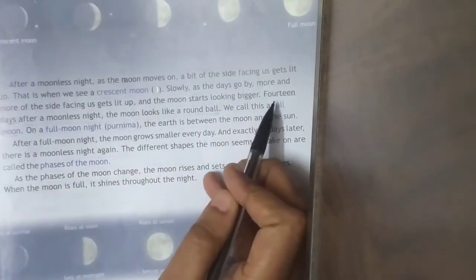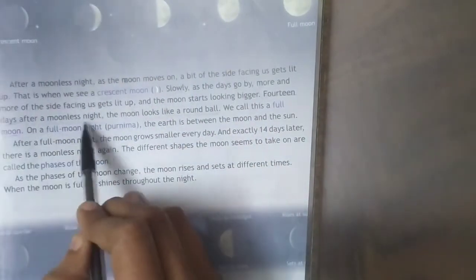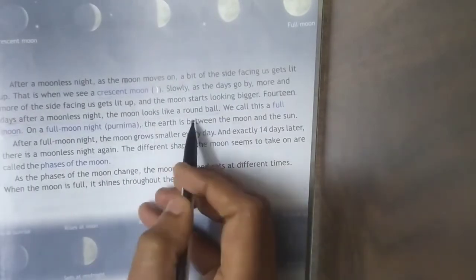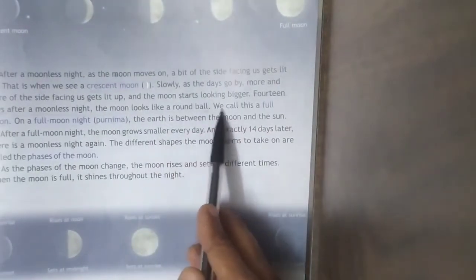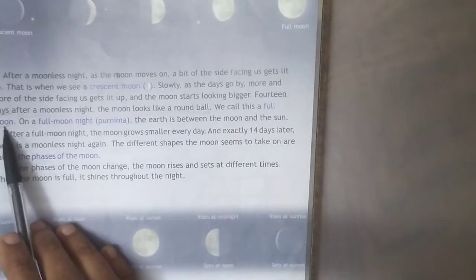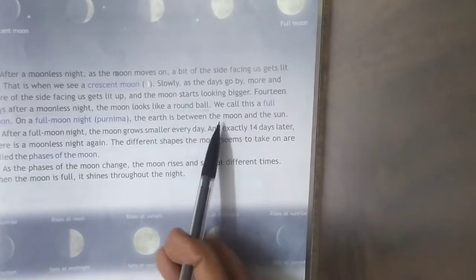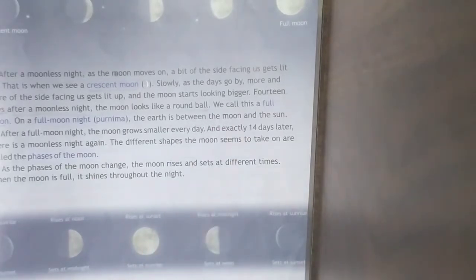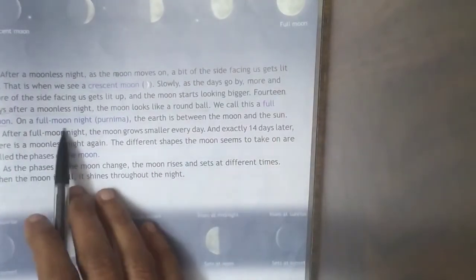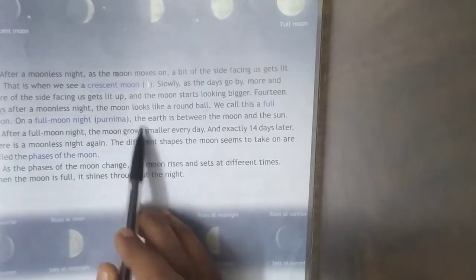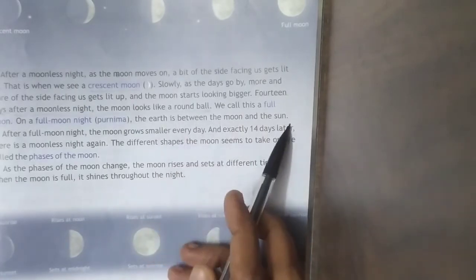After 14 days from a moonless night, the moon looks like a round ball. What you have seen in the picture in your book, we call a full moon. On a full moon night, the earth is in the center between the moon and the sun. On a full moon night, which is otherwise called Purnima, the earth is between the moon and the sun.